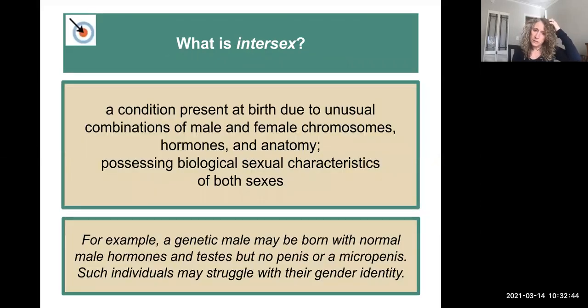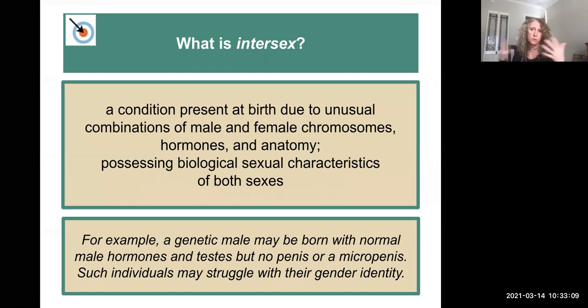And what is intersex? A condition present at birth due to unusual combinations of male and female chromosomes, hormones, and anatomy, possessing biological sexual characteristics of both sexes. This is rare. For example, a genetic male may be born with normal male hormones and testes, but no penis or a micropenis. Such individuals may struggle with their gender identity. So we do need to define the term, but like I said, it is rare.